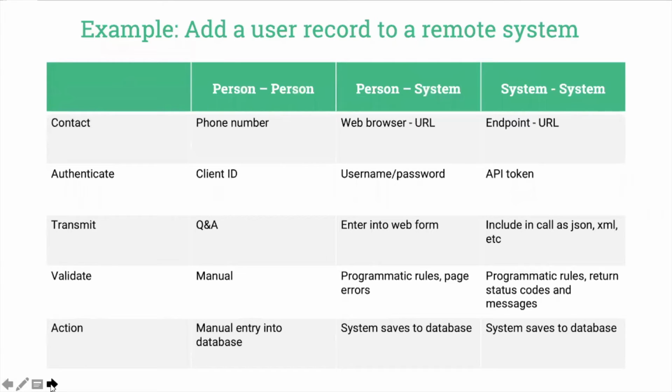So you have to know how to reach the recipient. You have to authenticate that you are who you say you are. You have to have a dialogue where information is transmitted and analyzed for problems. And then the receiving party has to be able to do something with that information.